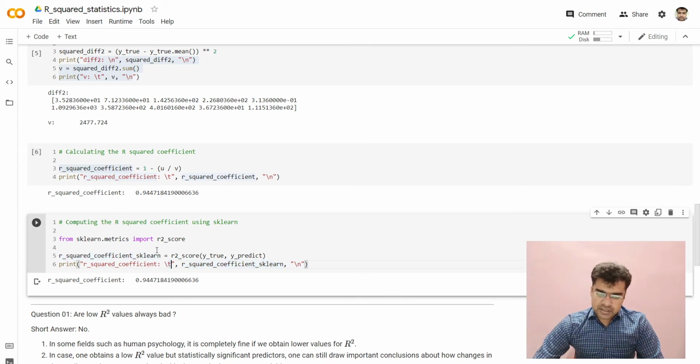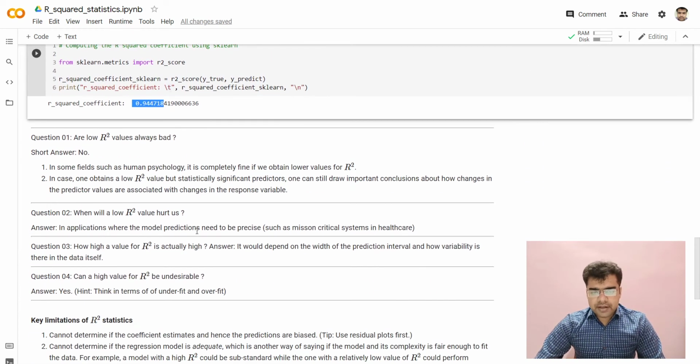Likewise, when I use the inbuilt library, this time also I am getting the same result, which is equal to 0.9477. So this again verifies that my scratch implementation is correct. Now there are some questions regarding the R squared statistics coefficient that are worth mentioning here.